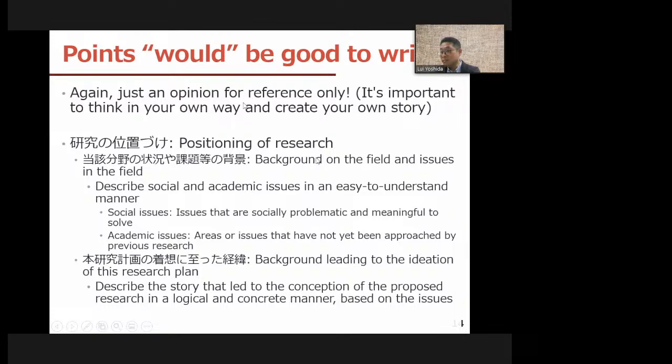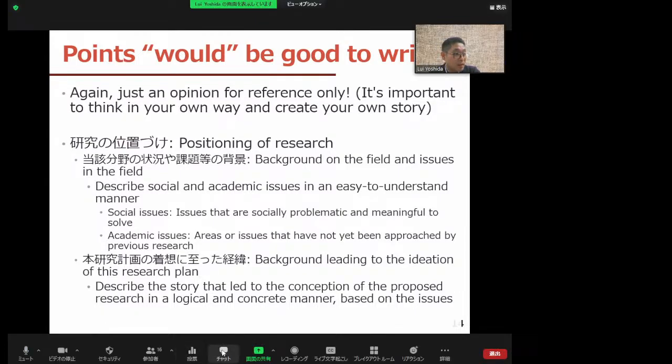So at first, for the positioning of research, I would like you to write down the background on the field and issues in the field. In this background, I would recommend you to describe social and academic issues in an easy to understand manner. Social issues are issues that are socially problematic and meaningful to solve. And academic issues are areas or issues that have not yet been approached by previous research. So these are the two big points.